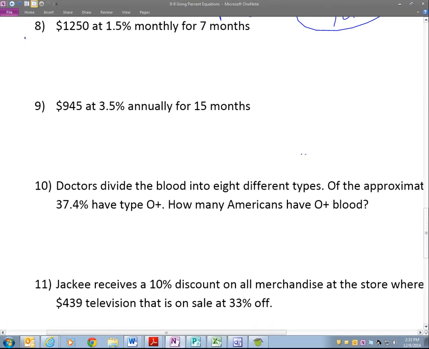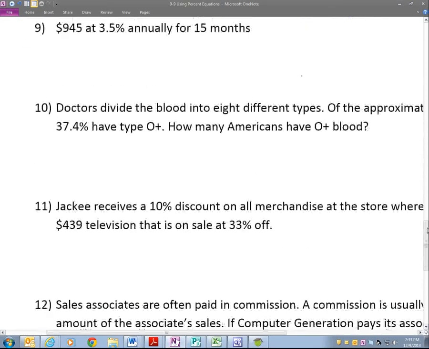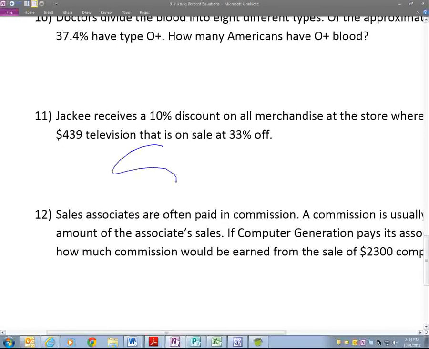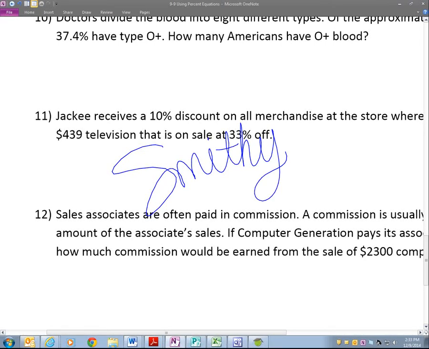You guys are going to do this one still? You still have to do that one. Okay, we're going to do number 9 because it's tricky. Smithy is going to go number 11. It's just setting up proportions the same way we have been. There's nothing new about that.